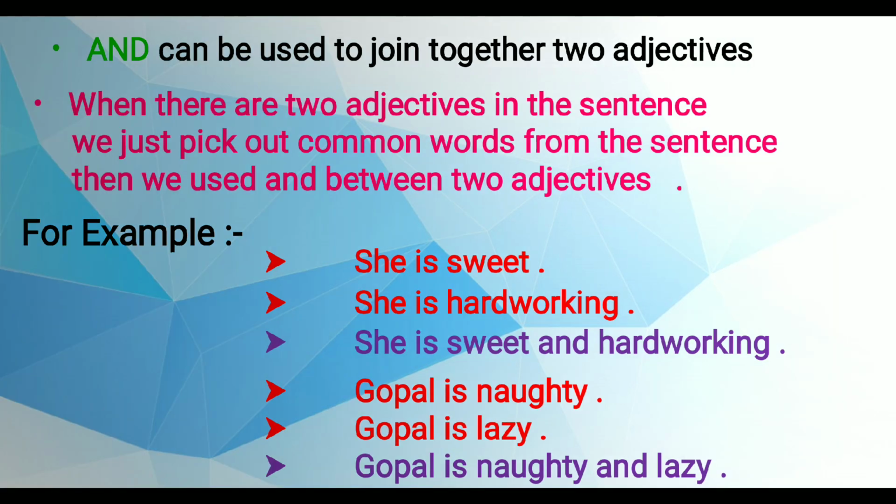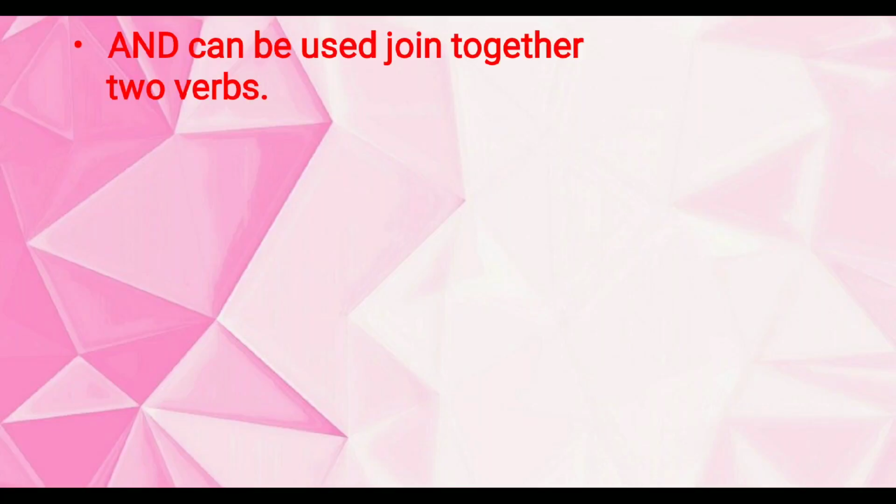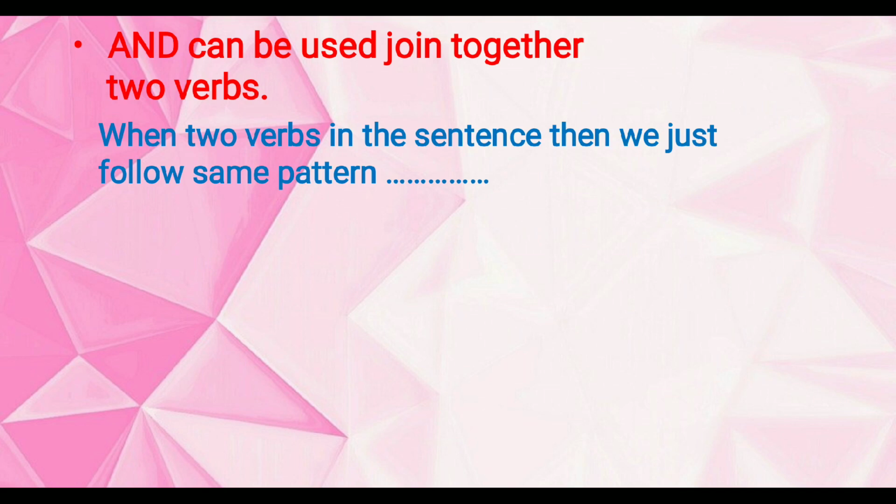Understand? Let's move on. The next possibility is that "and" can be used to join together two verbs. When there are two verbs in the sentences and we want to join them in a sentence, then we follow the same pattern. Just pick out the common part of the sentence and write the first verb, then we use "and", then write the second verb. Let's see an example and understand this possibility.